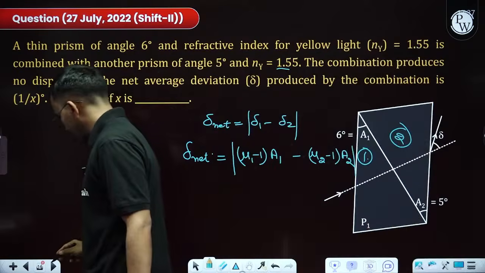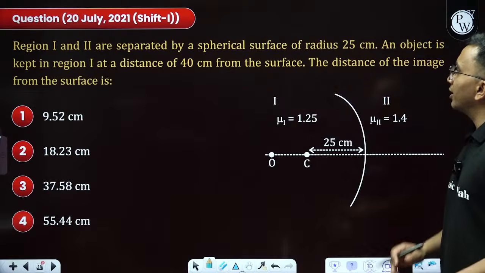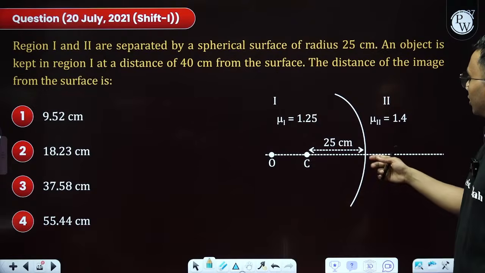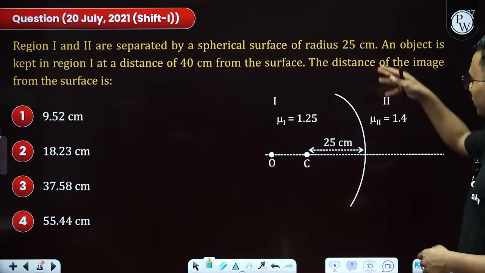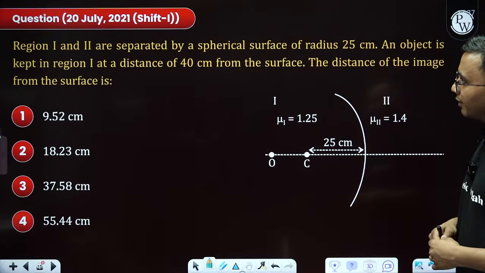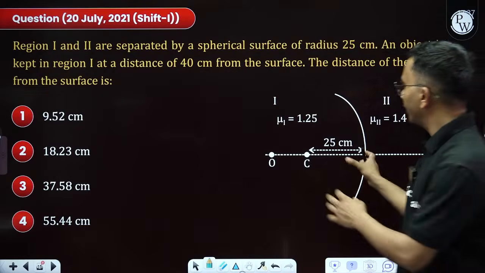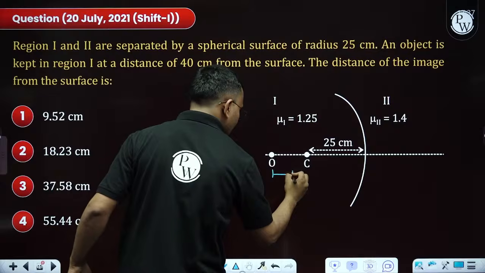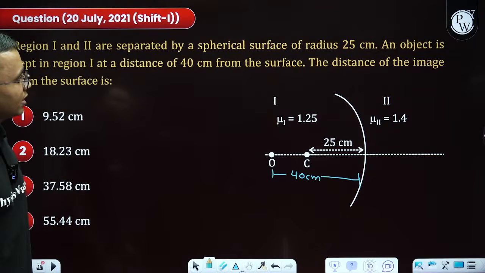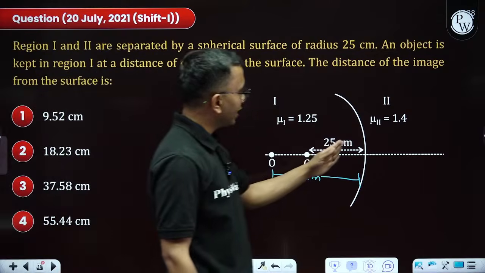Perfect. Next question. Regions 1 and 2 are separated by a spherical surface of radius 25 centimeter. Okay, this radius of curvature is 25 centimeter. An object is kept in region 1 at a distance of 40 centimeter. Here the object is kept. This distance is given to us as 40 centimeter from the surface. The distance of the image from the surface is? So where will the image be formed?